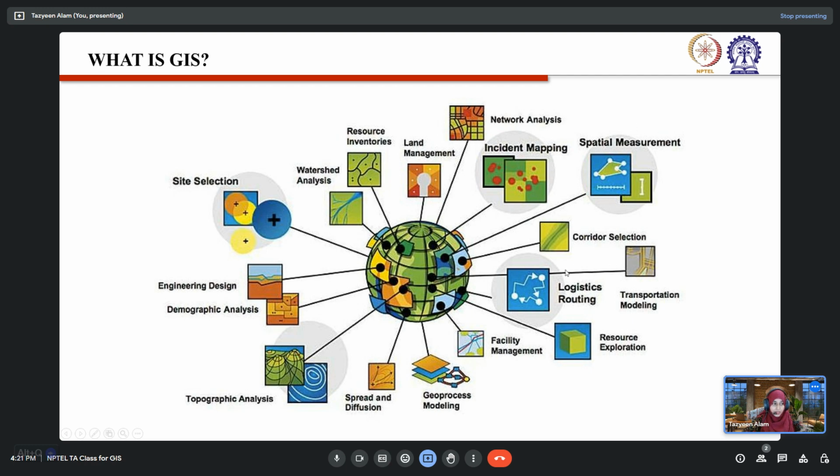Then you have corridor selection, that along which corridor and why along that particular corridor you want to perform a specific spatial analysis, so that you can understand the logistics routing. So logistic routing is again important, as it is related to your resource exploration, transportation modeling, as well as facility management. So ultimately what you are going to do is you will create a geoprocess model. So this geoprocess model aids into different types of spread and diffusion that would be happening throughout the world.